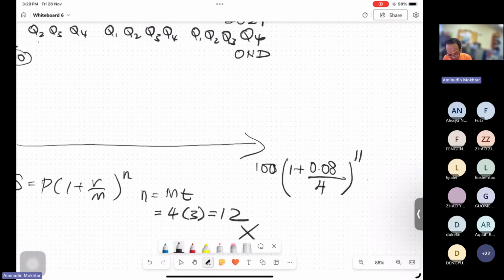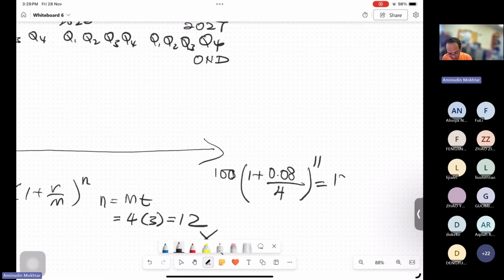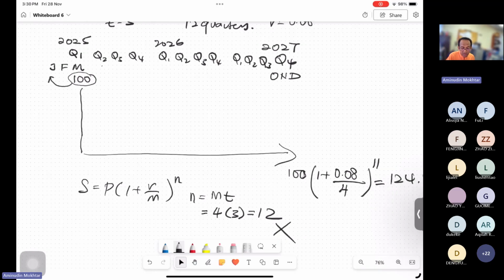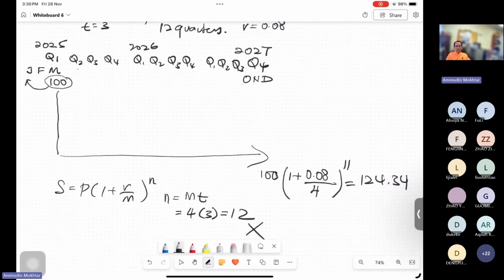Okay, if you calculate this number, you need a calculator. Then 100 times (1 plus 0.08 divided by 4) to the power of 11, not 12. For example, this is 124.34. Okay, that's for the first 100.